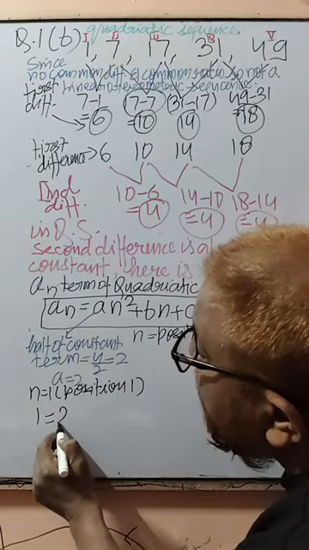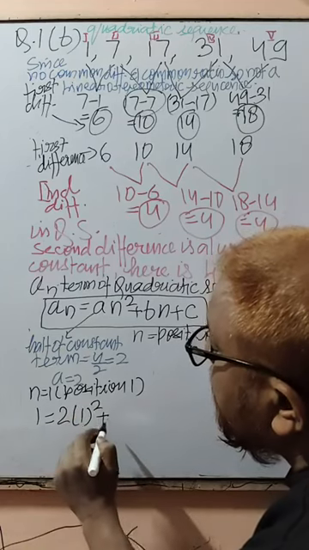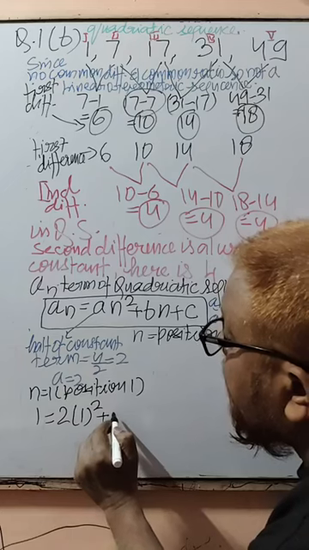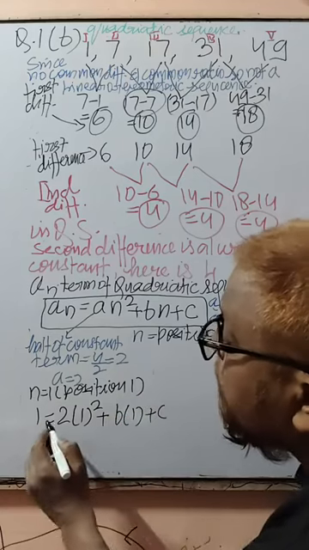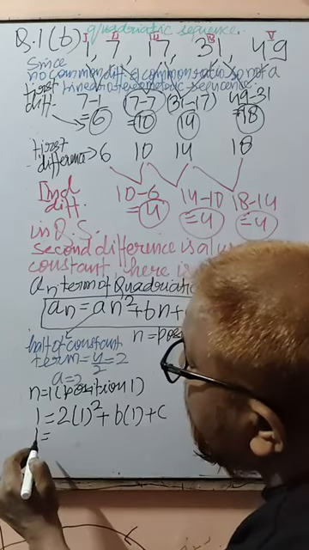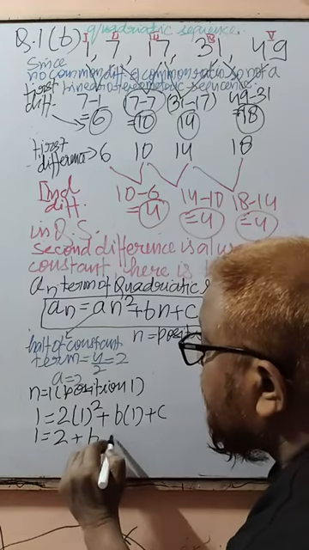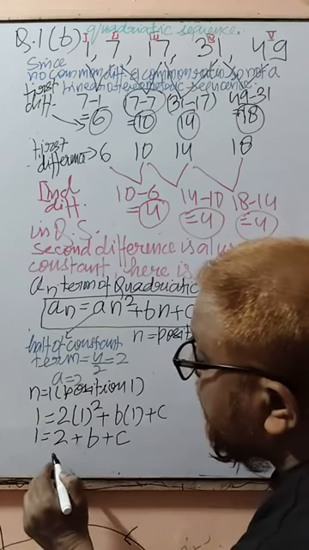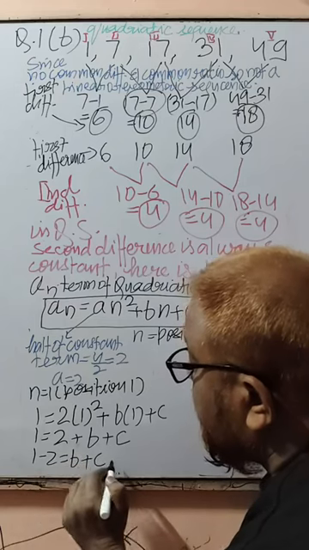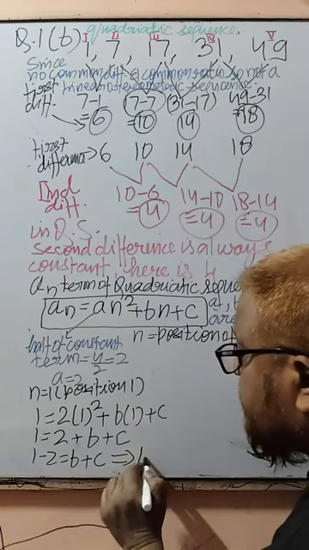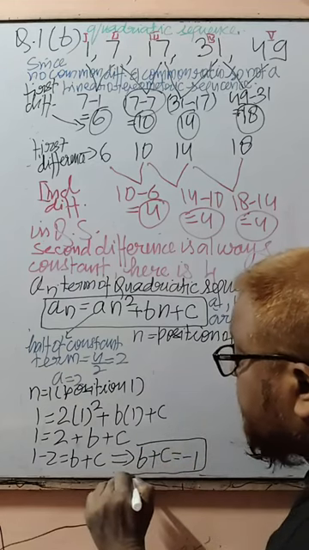So we get 2 here, and n is 1, so 1 squared plus B into 1 plus C. So 1 is equal to 2 plus B plus C. We bring it to the other side, so 1 minus 2 is equal to B plus C. Therefore, B plus C is equal to minus 1. This is the first equation we get.